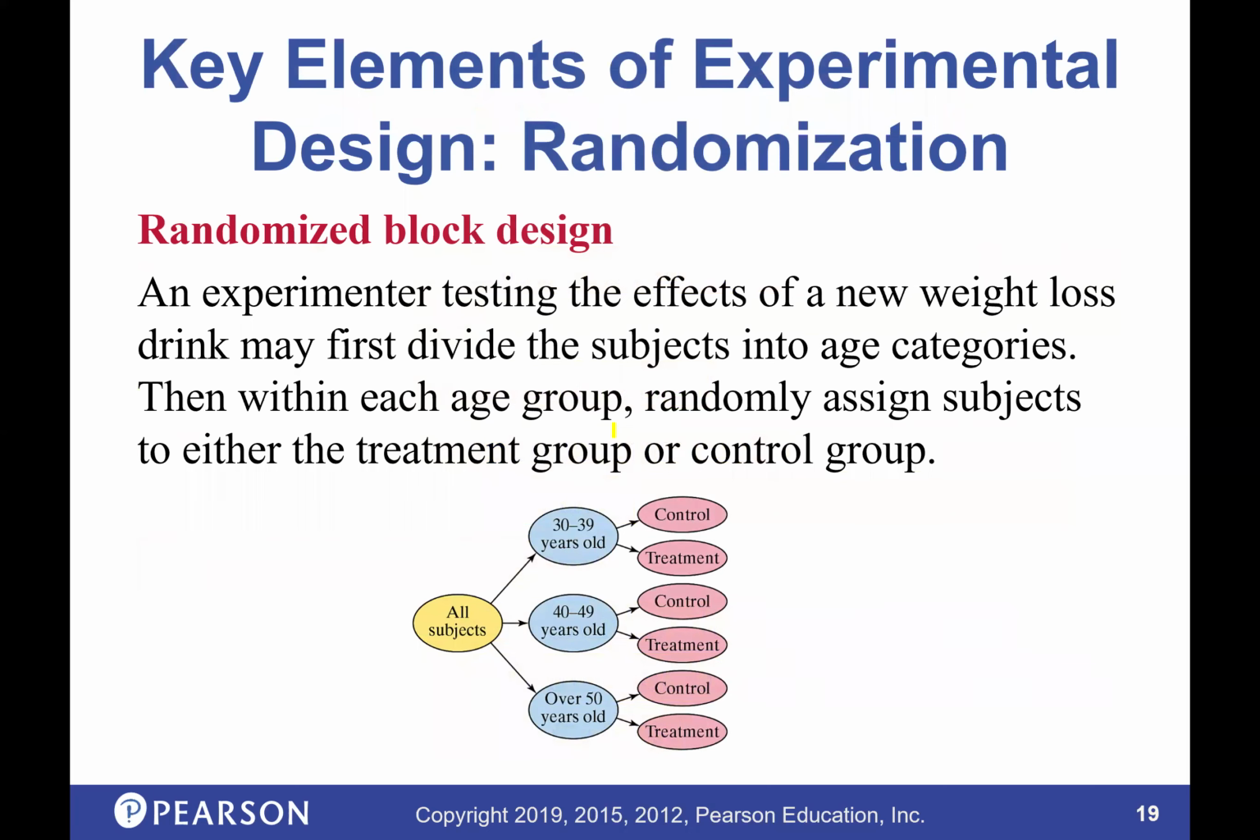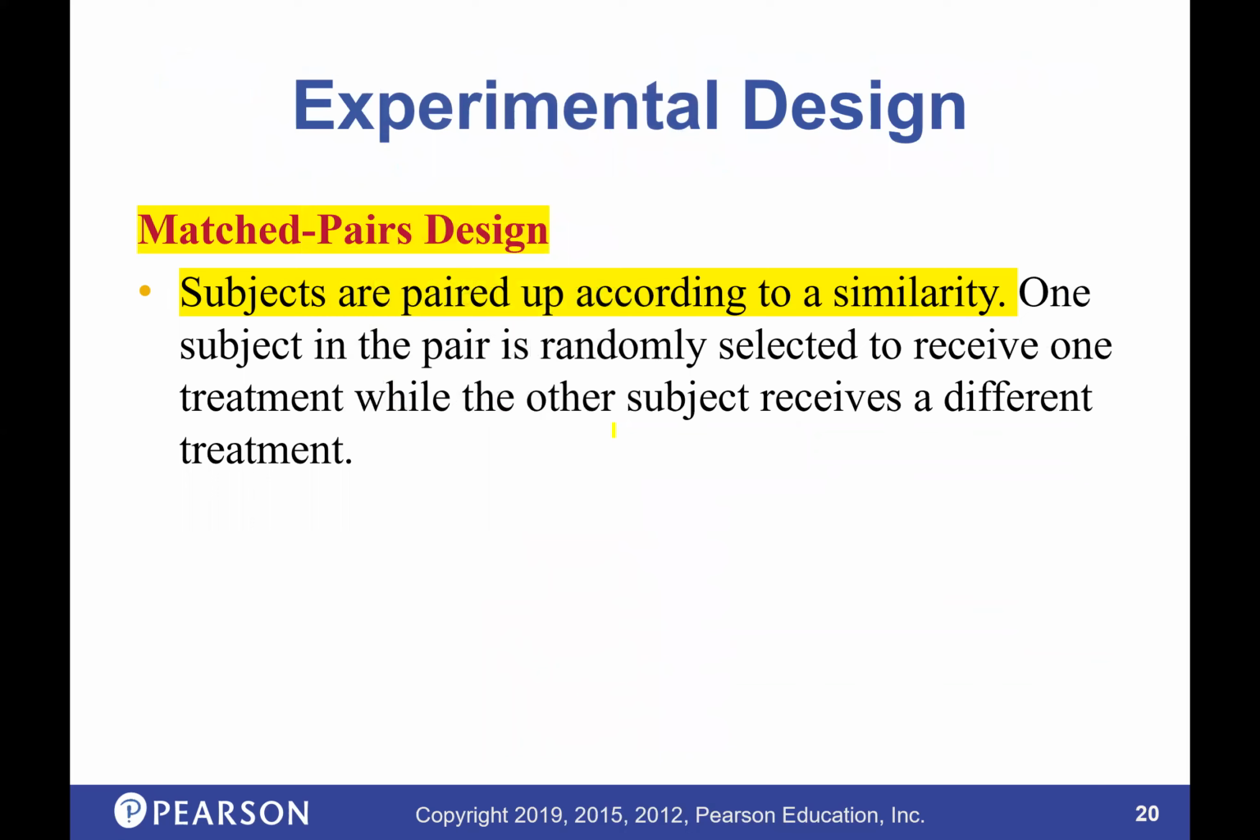You look at something like a weight loss program. I can't just randomly pick people. I probably should pick them according to age. So maybe there's going to be something there according to age. And then you figure control group and then the treatment. Okay, one more this time, something called the matched pair design.